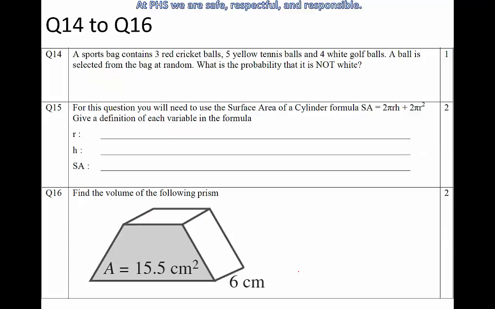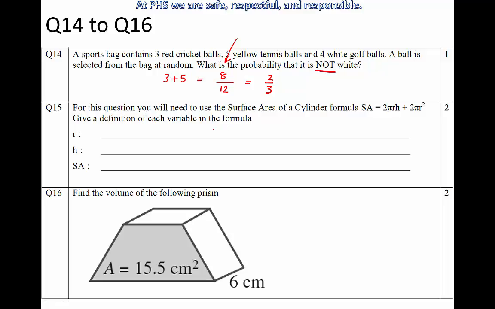Okay, question 14. A sports bag contains 3 cricket balls, 5 tennis balls, and 4 golf balls. If we pick one at random, what's the probability that it is not, again, paying attention to how the questions are worded, that it is not white? So how many balls are not white? Well, we've got 3 red cricket balls and 5 yellow tennis balls. So that's 8 out of, how many balls do we have altogether? 8 out of 12. You could have simplified that further and said 2 out of 3, but I'm pretty sure I would have given the mark for 8 out of 12.